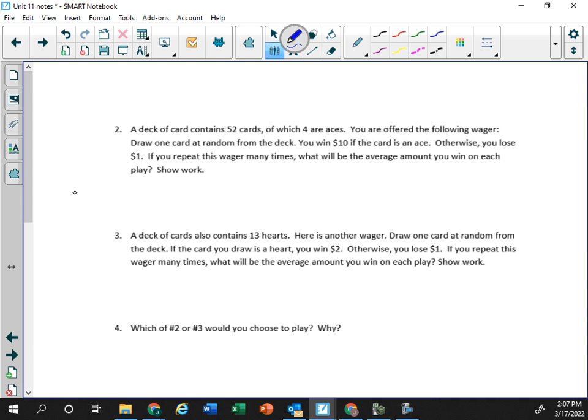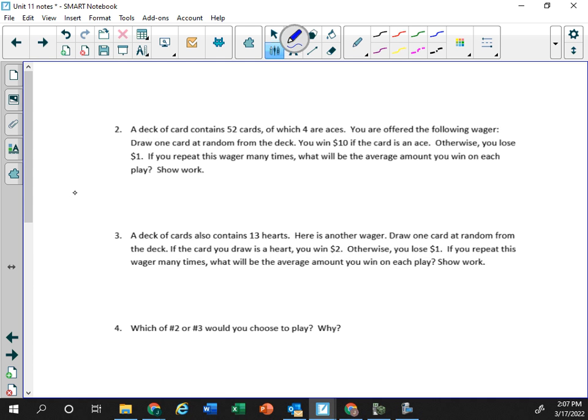All right, we've got a deck of cards. A deck of cards has 52 cards in it. 4 of them are aces. And here's the gamble we're going to do. You get to draw 1 card from the deck. You win $10 if the card is an ace.